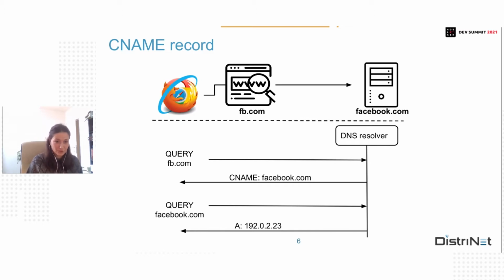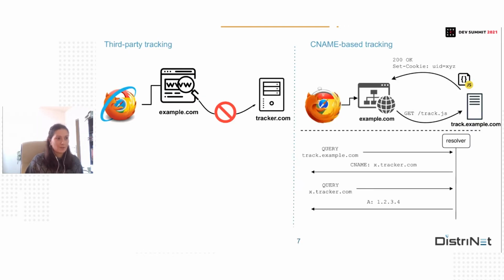So how is this used to track users? In the CNAME-based tracking scenario, a request is sent to a first-party subdomain of the same website. In this case, the request goes to track.example.com, and a cookie is set, but the cookie will be first-party, and the script is also executed in a first-party context. But if we look at the DNS level, the subdomain of the website is connected with an actual third-party domain of the tracker with the CNAME record. So in essence, the tracker is cloaking itself as a first-party domain.